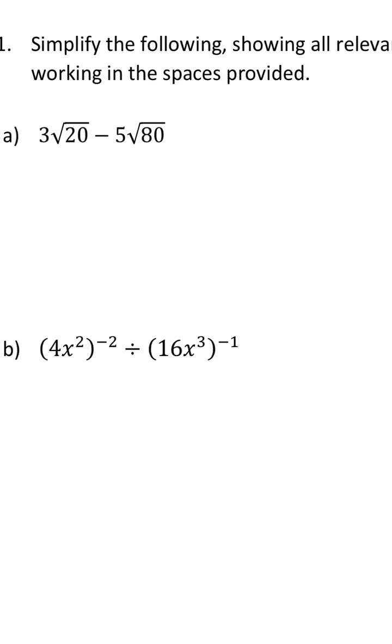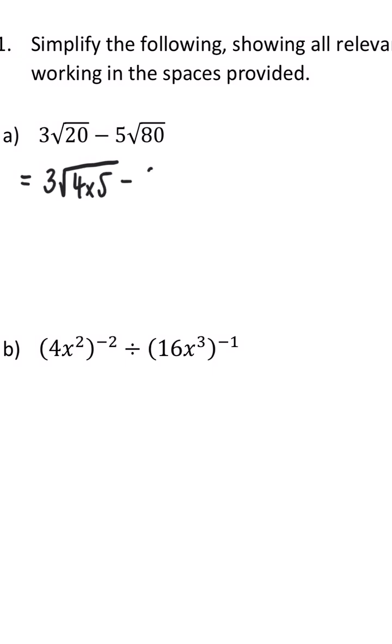Okay, so this first question, we've got some surds and we are simplifying the surds. So when we're simplifying surds, we are thinking what is the biggest square number hiding inside that surd that I can divide in. So what is the biggest square number that divides into 20? I go through the square numbers in my head and I work out it is 4. So I can rewrite that as 4 times 5.